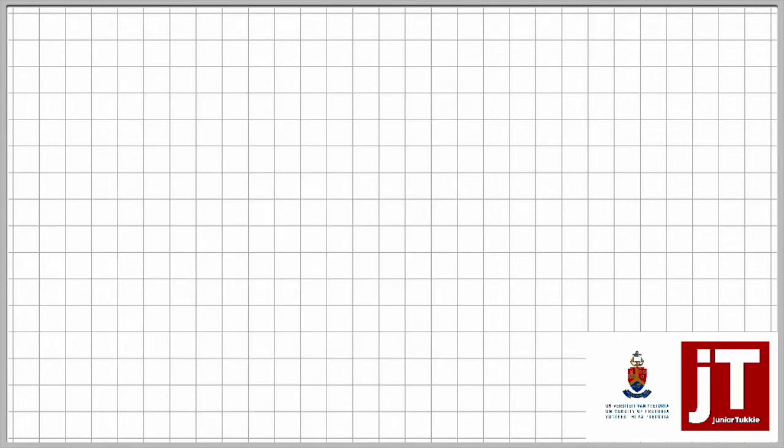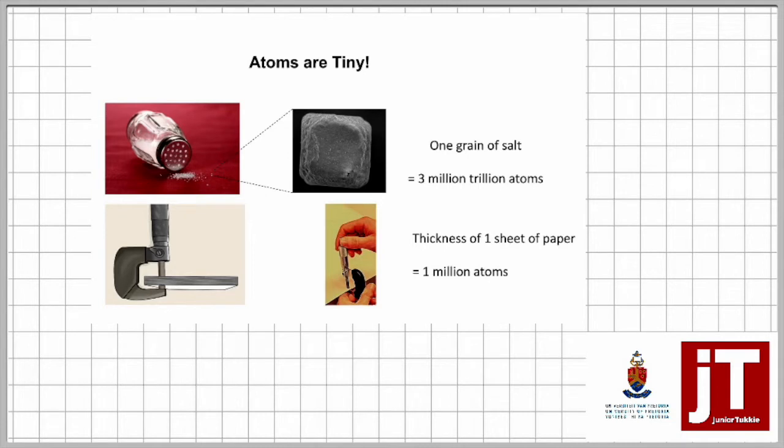Now, these atoms are so tiny that it's very difficult for us to realize that they exist. Let's have a look at how tiny these atoms actually are. Let's consider for a moment a little speck of salt, 1 grain of salt. If we look at it underneath the most powerful microscopes that we've got, it looks something like this. And in that tiny grain of salt, there are 3 million trillion atoms. That's a mighty big number.